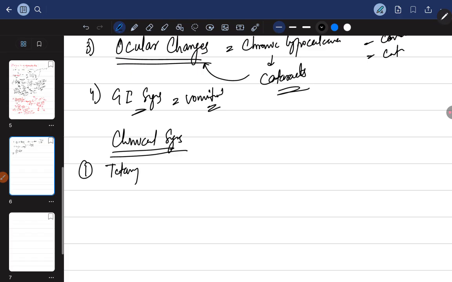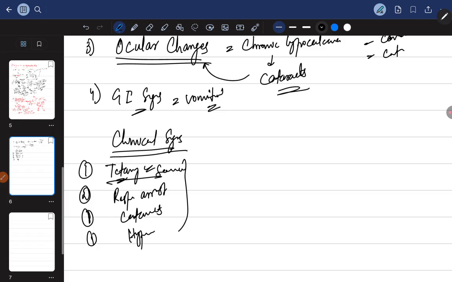Whenever a case comes to you, see whether there is tetany, whether there are tetanic seizures, whether there is any sort of respiratory arrest, or cataracts. In some cases you see hyperthermia also, but mainly tetany for clinical diagnosis. So these are the clinical signs.